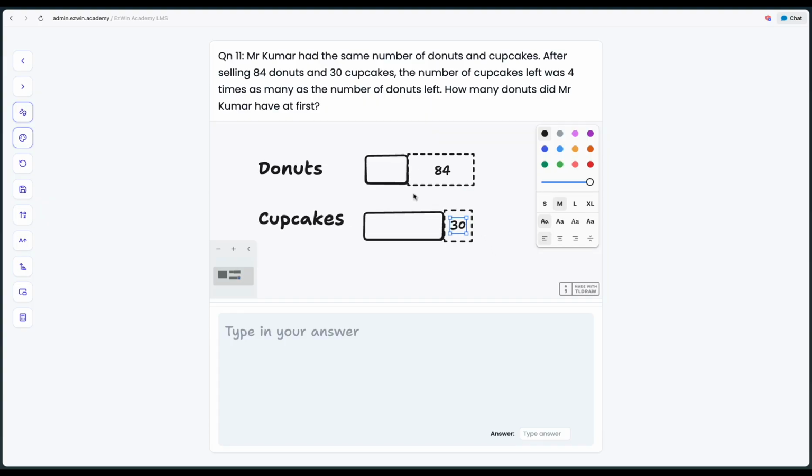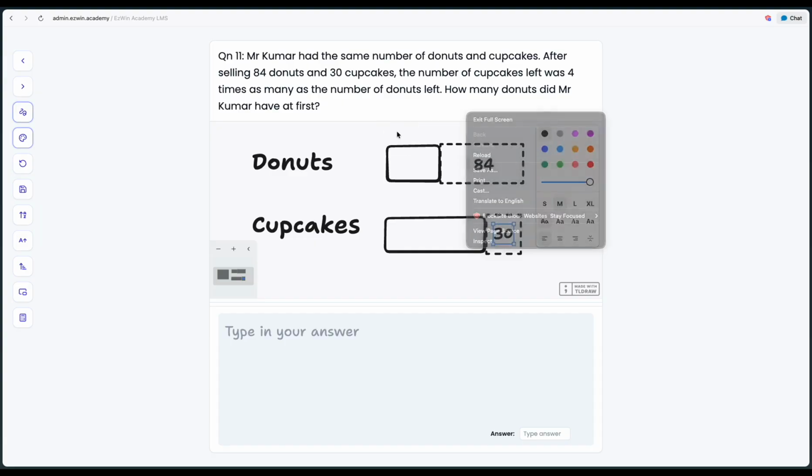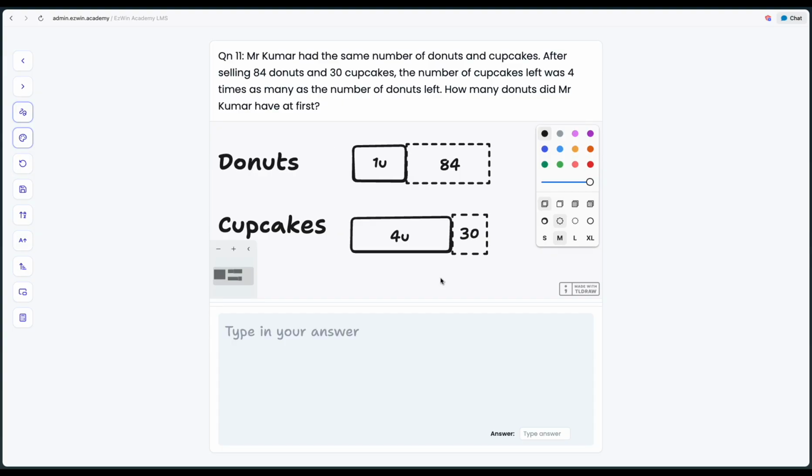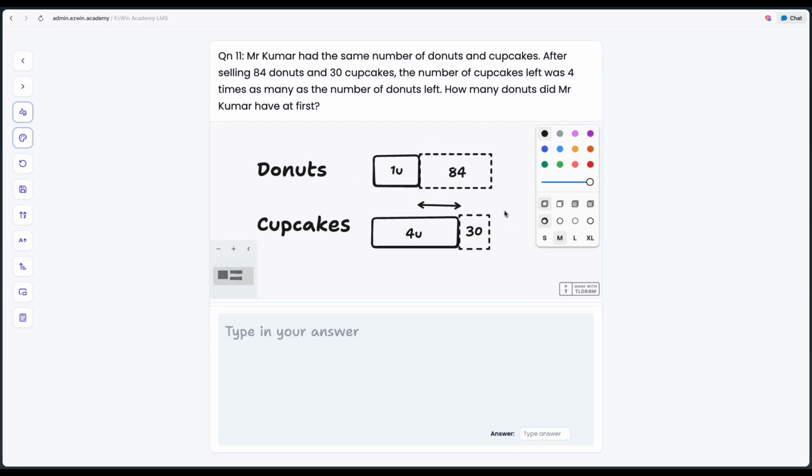Then from here, I'll zoom it in. We know that the number of cupcakes left was 4 times the number of donuts. So what that means is, this is 4 units, and for donuts, this means it's 1 unit. Okay, so can we, in a way, solve this? Yes, we can. So we can actually find the difference between these 2 sections over here. So let me just draw a line just to make it a little bit easier to see. So we can actually find this. So 4 units minus 1 unit, this will give us 3 units.